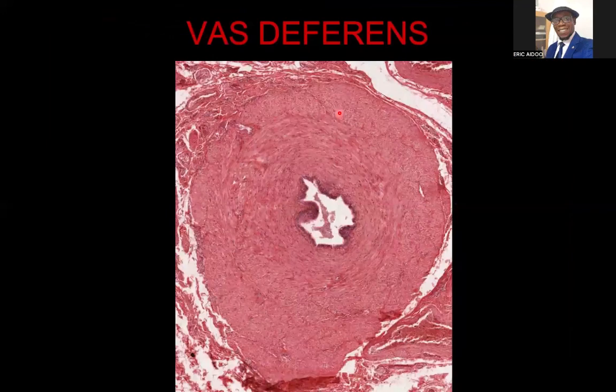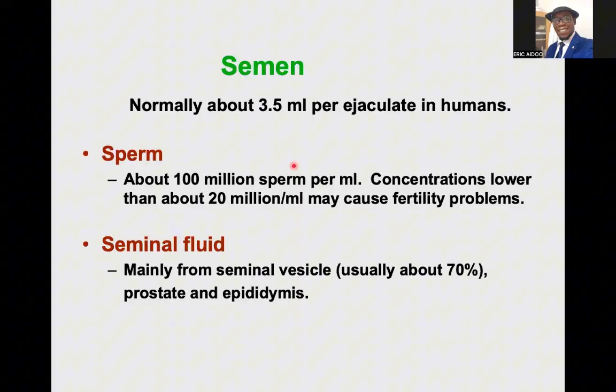This is the vas deferens with a lot of muscle there. Remember, this one looks like a portion of the oviduct of the female reproductive system as you get closer to the uterus. So like the isthmus region. So you have to be careful how to differentiate between them.